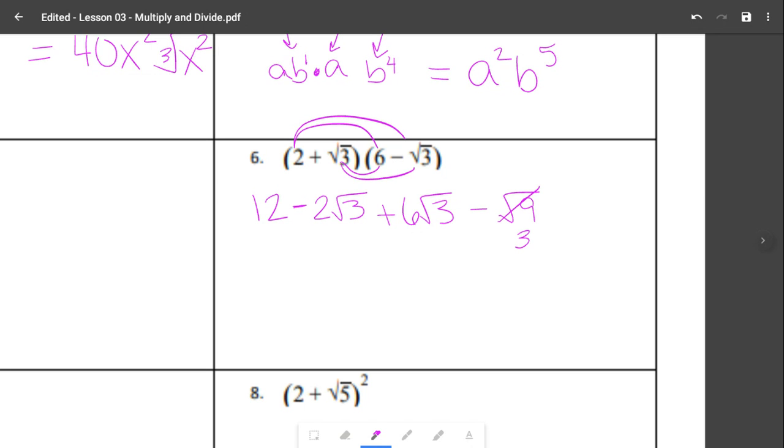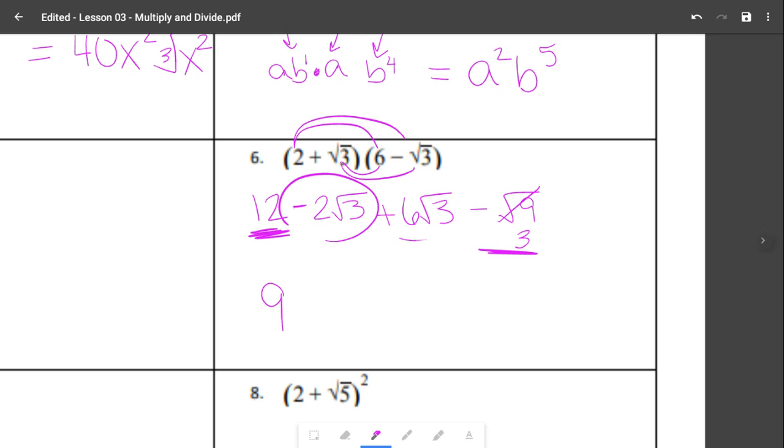Now we have to combine like terms. Remember, this is going back to yesterday's lesson with adding and subtracting. They have to have the same radical in order to combine. So here the 12 and the negative 3 both do not have a radical, so they are like terms. 12 minus 3 giving us 9.